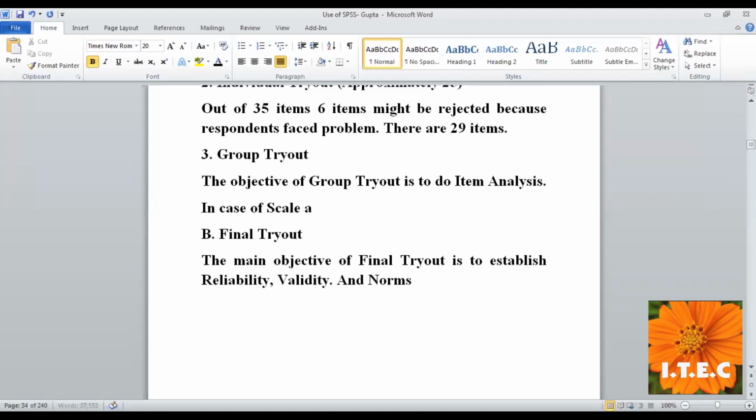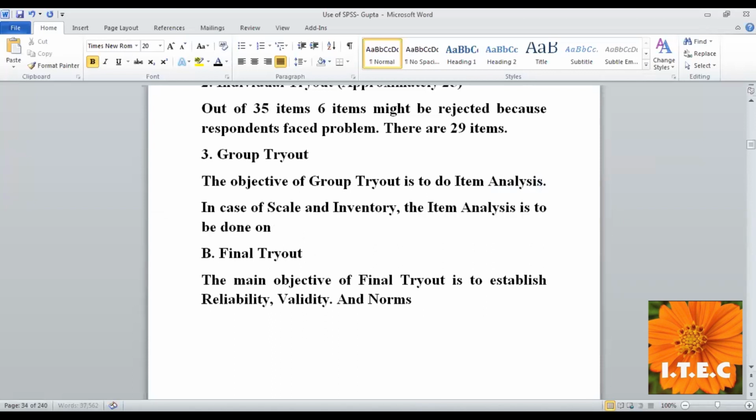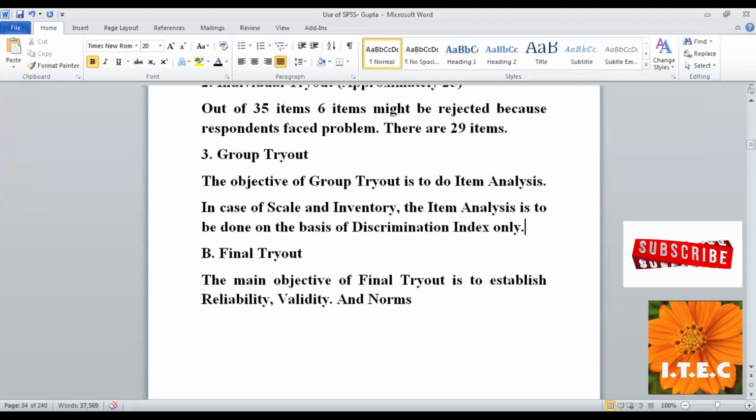Now, in case of scale and inventory, the item analysis is to be done on the basis of discrimination index only. Why? Because for each tool, the main purpose is to discriminate. My dear friend, the tests and exams which you have taken, the items there, the question papers there were such that they could discriminate amongst the students.